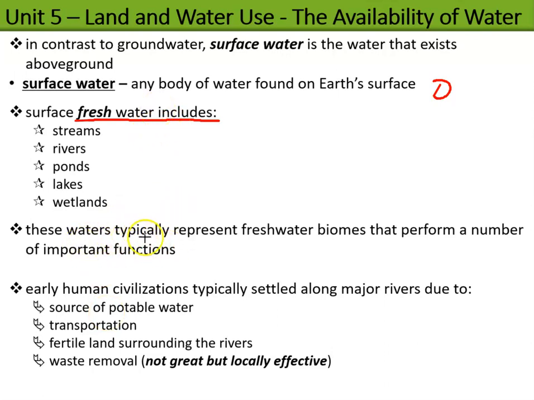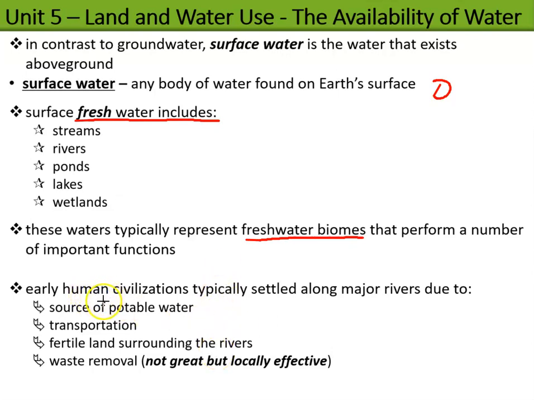So these waters typically represent freshwater biomes. A stream is a particular kind of aquatic environment in a river. The streams and rivers are related. Ponds and lakes are related, but they represent a particular kind of freshwater environment. And then wetlands also likewise represent a particular kind of freshwater biome. And as such, they perform many important functions, ecosystem services. They provide all kinds of different habitats for many, many different organisms.